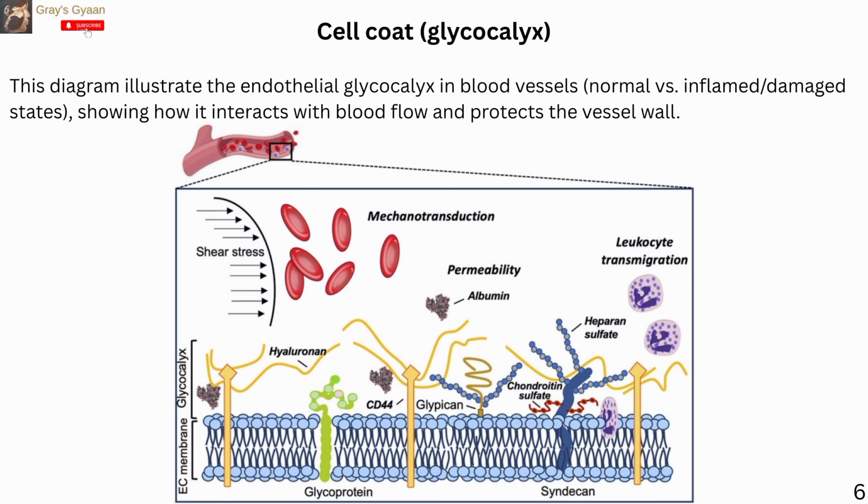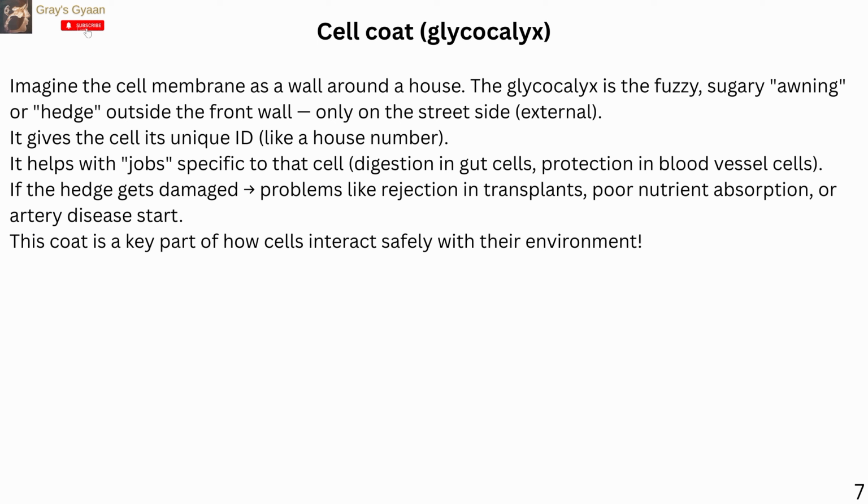Summary in super simple terms. Imagine the cell membrane as a wall around a house. The glycocalyx is the fuzzy, sugary awning or hedge outside the front wall, only on the street side, external. It gives the cell its unique ID, like a house number.